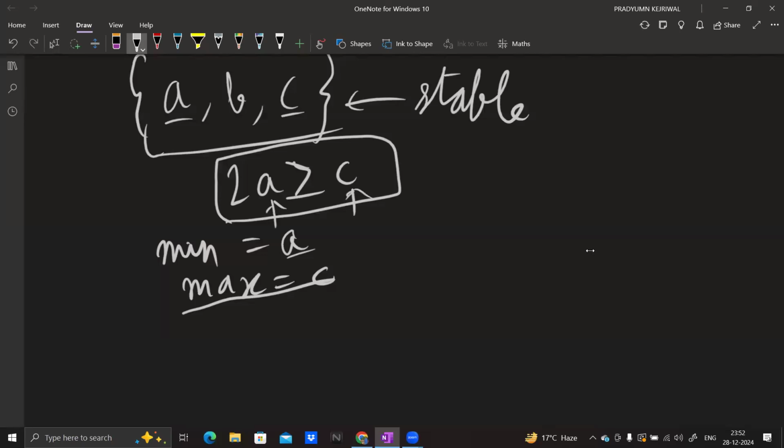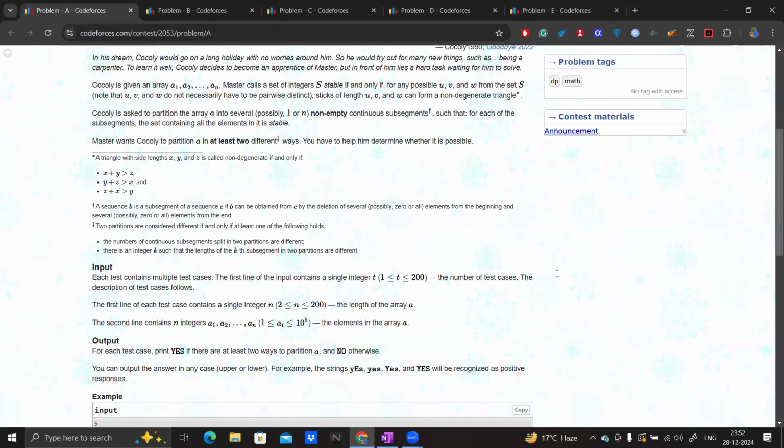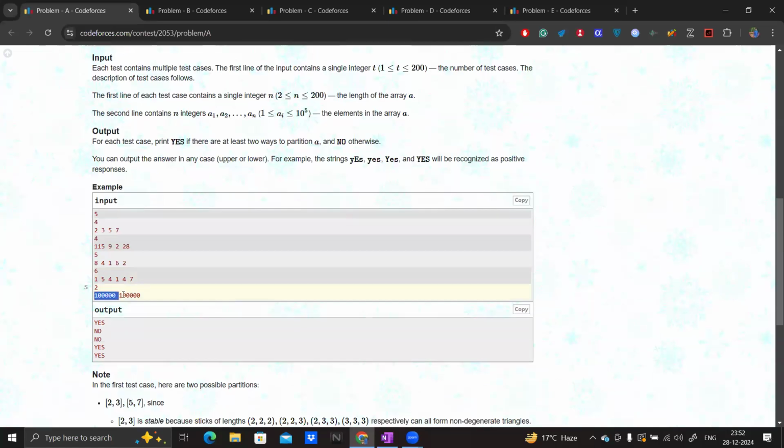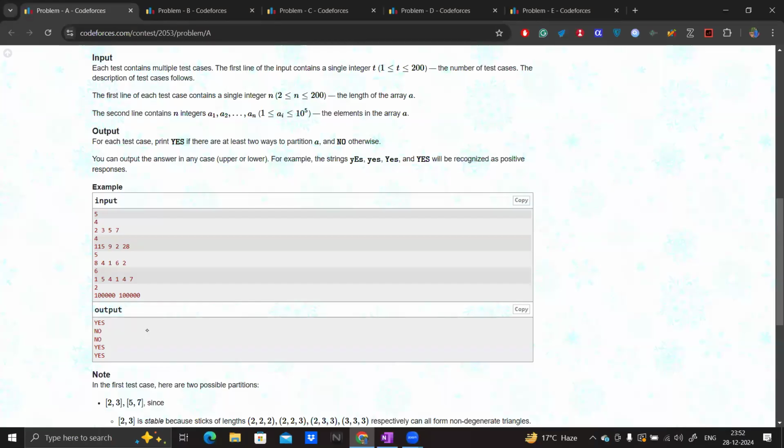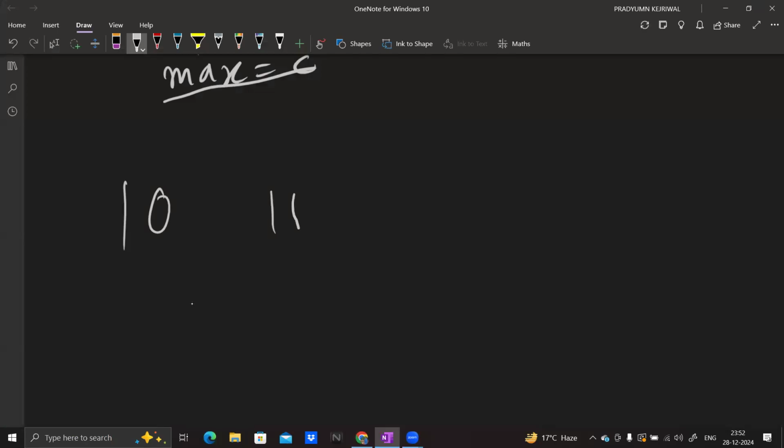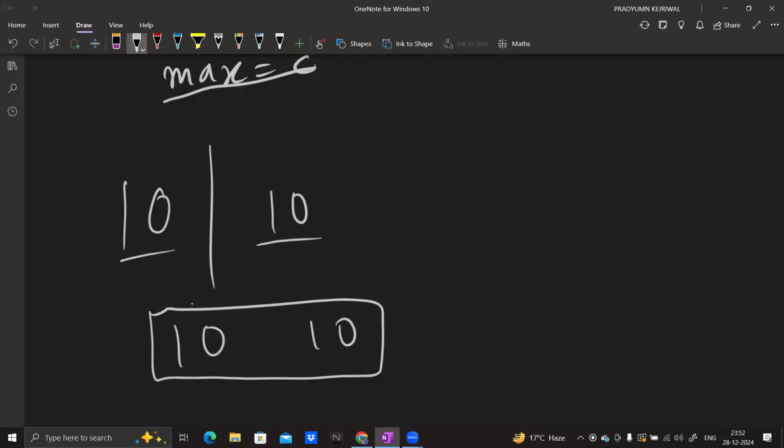Okay, let's explain the fourth test case. Wait, fourth test case is this and this. So this is yes because one way to partition is, let's say I'll just take 10 10 instead of 1 lakh 1 lakh. This is the array. So one way to partition it is like this, just two individual. And another way is 10 10, the whole array as one partition. So there are two ways. Therefore, the answer is yes.